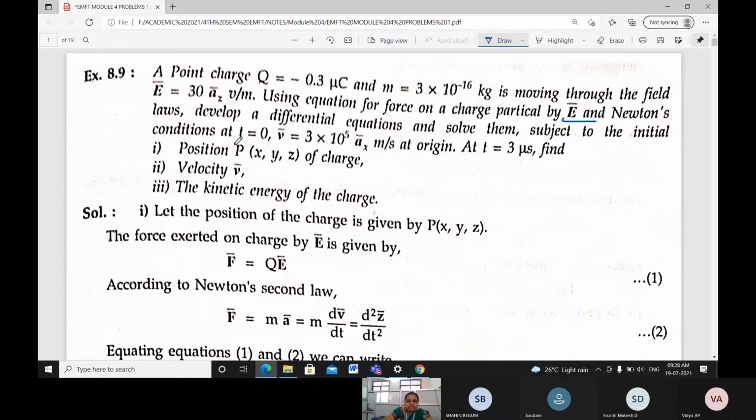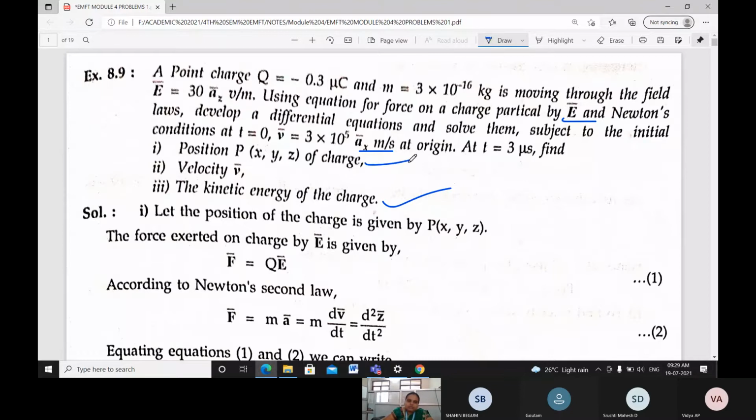The condition given is that at t equals 0, the velocity is 3 into 10 raised to 5 ax, in the x direction, meter per second, at the origin. One more thing given is the time, 3 microseconds. Based on this given data, we have to find the position of the point P of xyz of the charge, and also the velocity and the kinetic energy of the charge. These all things we have to calculate.